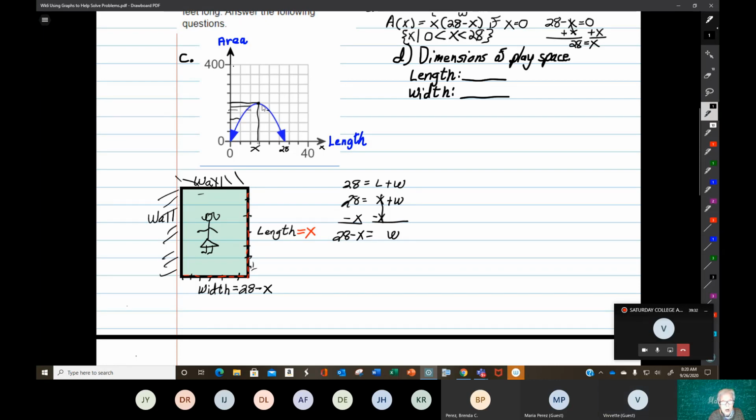But for this problem, this is the only graph that makes sense. When X is 0, when the length is 0, the area is 0. And when X is 28, the width is 28 minus 28, which is 0, so the width would be 0. So the area would be 0 here as well, and larger in between.